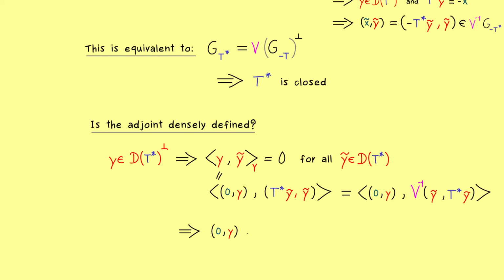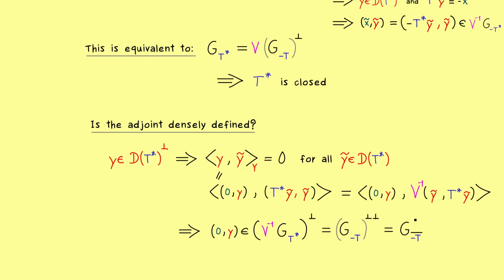Or to say it more precisely, (0, y) lies in the orthogonal complement of V to the power minus 1 times G(t star). And there we can just use what we already know of G(t star), namely it's V times this orthogonal complement. So actually we have a double orthogonal complement. And this is quite simple in a Hilbert space because it just gives us the closure of the subspace. And there we can finally use that t or minus t is a closable operator. And indeed here it does not matter if we have minus t or plus t, because it only matters that we have a graph of an operator here.